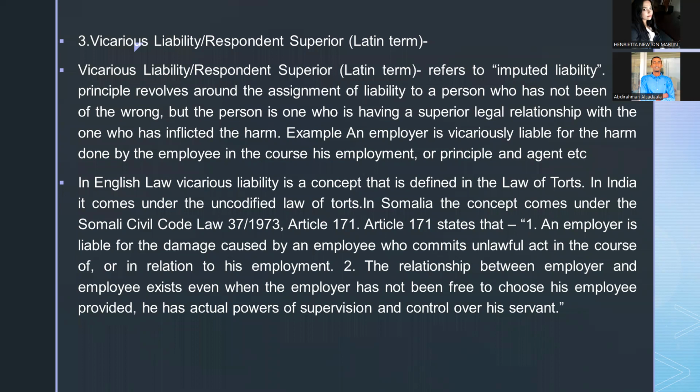And I also gave a brief reference about English law and Somalia also, where I said that it comes under the Somali Civil Code. This particular article 171, I told you last time when we studied negligence. It's the same thing here.